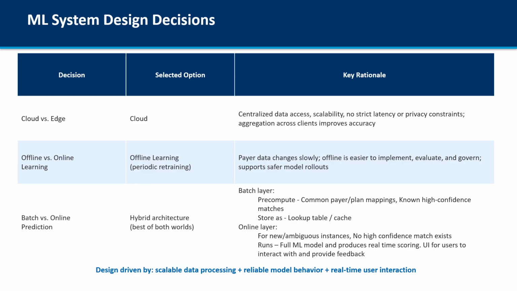Batch prediction can pre-compute common mappings and high confidence matches and store them as lookup tables or cache them. This will help save on compute time and cost and give us consistent results. The online layer will be effective for unmapped and ambiguous instances. The ML model will run the prediction and surface it up to the users via a UI so that they can accept the prediction or they can recommend changes. So overall, the design balances scalability, reliability, and real-time usability.